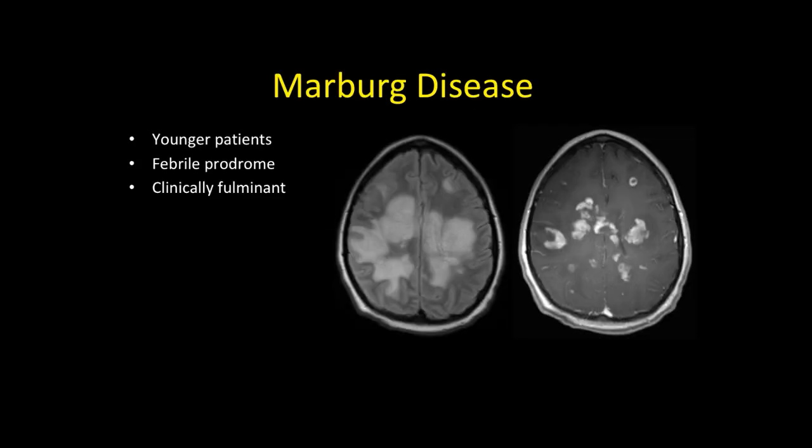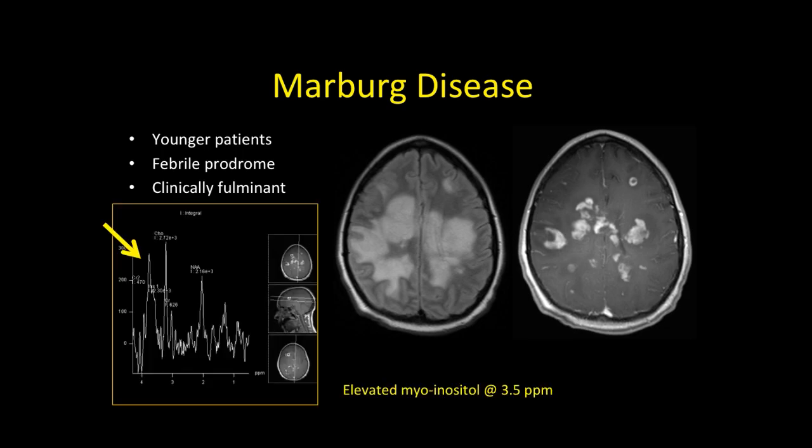Marburg disease, this typically happens in younger patients. They have a febrile prodrome, and it's a clinically fulminant variant of demyelinating disease. And you can see multiple widespread lesions bilaterally enhancing. You know, it could look like a multifocal tumor. On spectroscopy, it can also look like tumor since the choline and the NAA are reversed, but we can see this elevated myo-inositol at 3.5 parts per million, which can be seen with a demyelinating process.